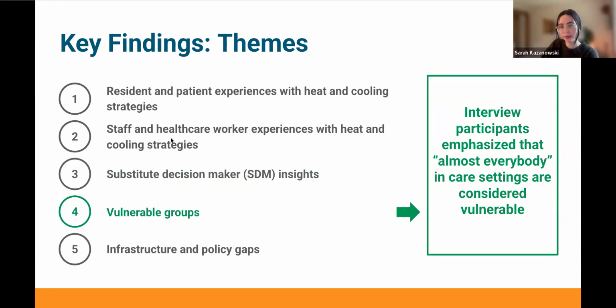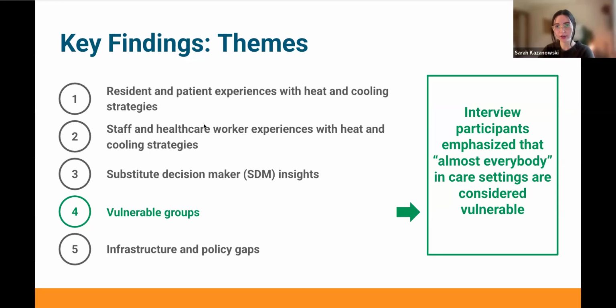So most interview participants emphasize that basically everybody in these care settings are considered vulnerable. However, they did recognize that there were elevated risks for particular groups. So, for example, older individuals, people that have complex or chronic health conditions, that aren't able to communicate their discomfort, people, for example, on medication that increase their heat sensitivity or increase their risk to dehydration. Staff were also seen as very, very vulnerable, especially those who are already engaged in physically demanding work.